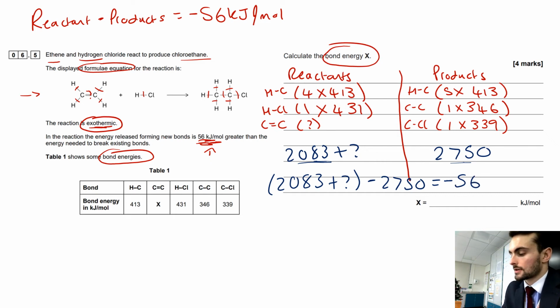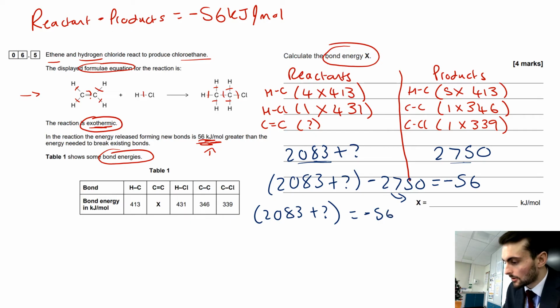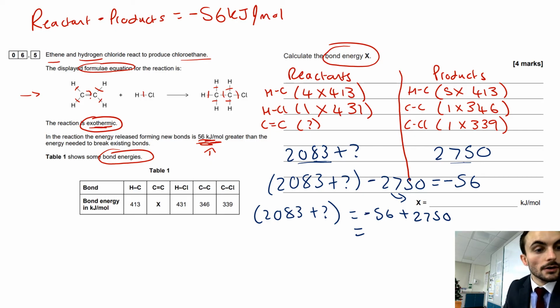Right? We'll just leave the units off for simplifying it. Now you could rearrange the whole thing in your calculator if you want to all in one. I'll do it bit by bit to help you. So let's just get the 2750 to that side first. So let's leave those as they are. 2083 plus something gives us minus 56 plus 2750, which is, I have the maths somewhere. Let me hold on.